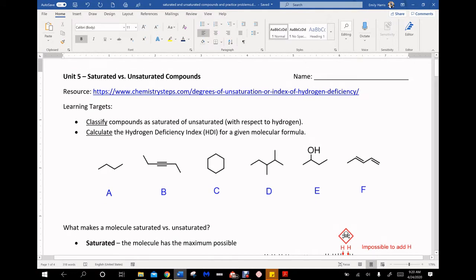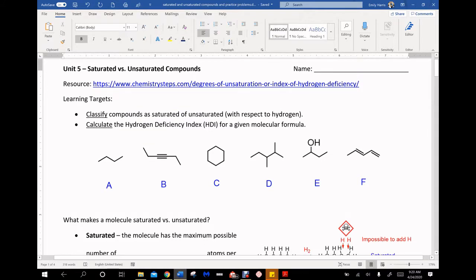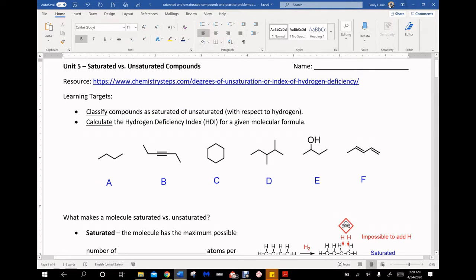Our learning target today is to be able to classify compounds as either saturated or unsaturated. And second, to be able to calculate the hydrogen deficiency index for a given molecular formula. A lot of our notes from today are from chemistrysteps.com, so thanks to them, and make sure to check that link out if you need a little more explanation.